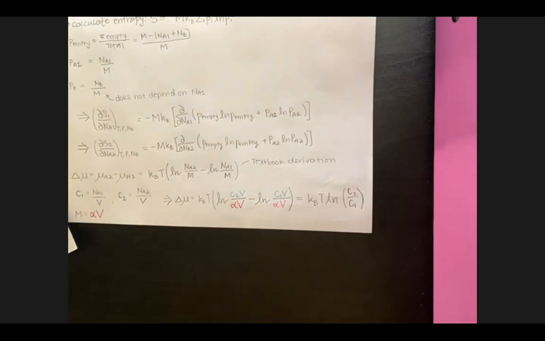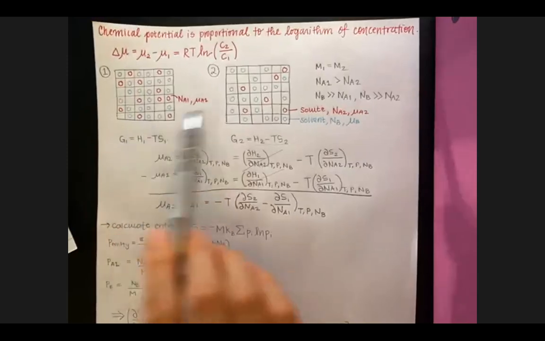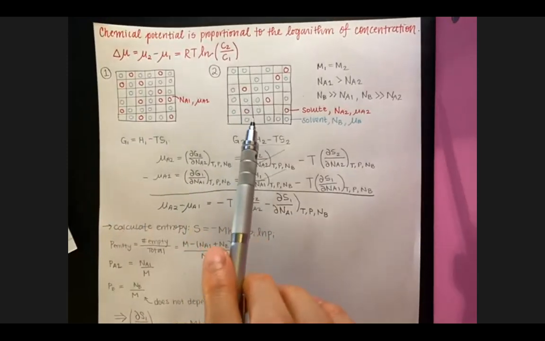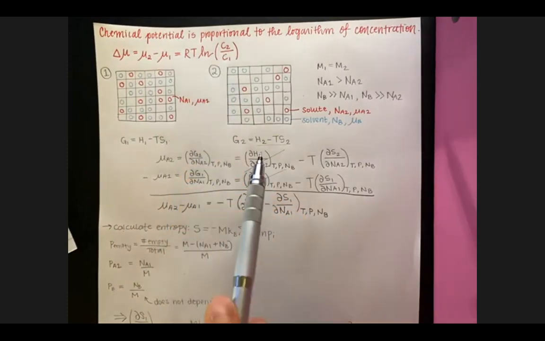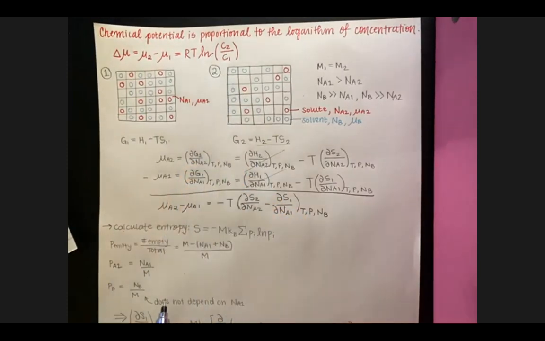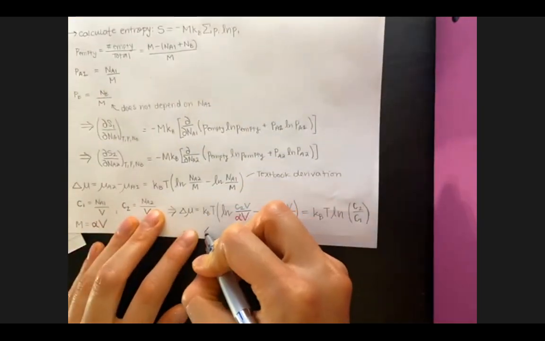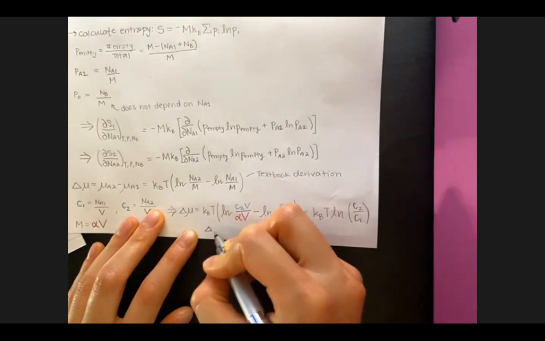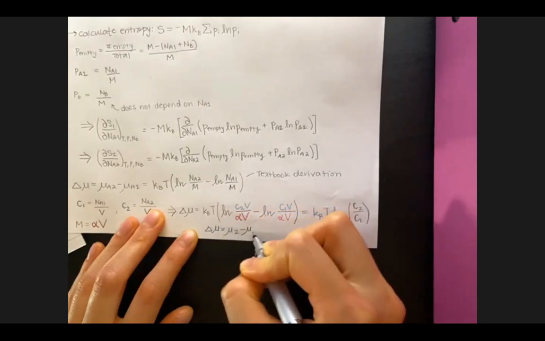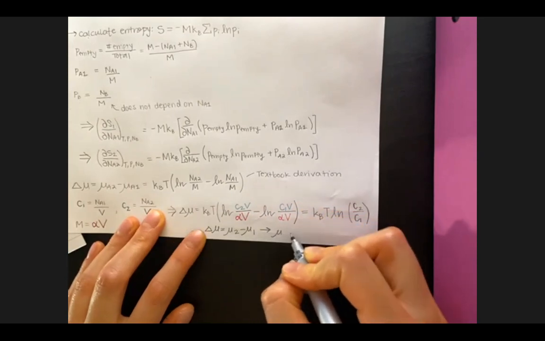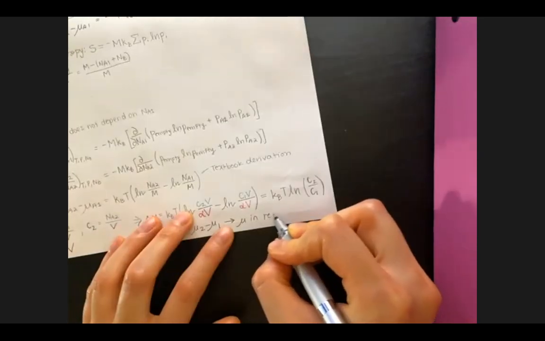And now we can see that if the concentration of 1 is greater than the concentration of 2, the log of C2 over C1 is going to be negative, and so that means that the change in chemical potential is negative. And now when we look at the equation for the change in chemical potential, you see that the chemical potential in region 1 has to be higher.